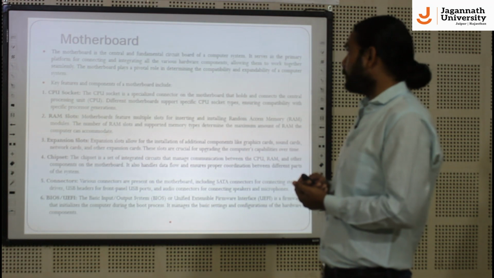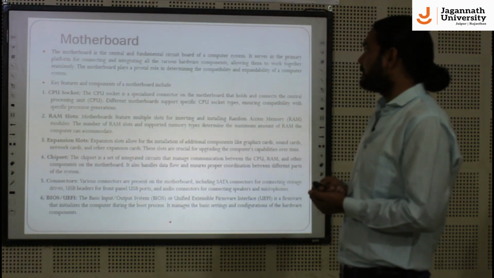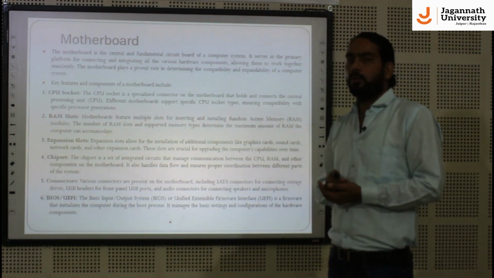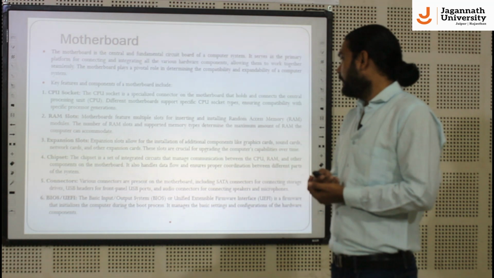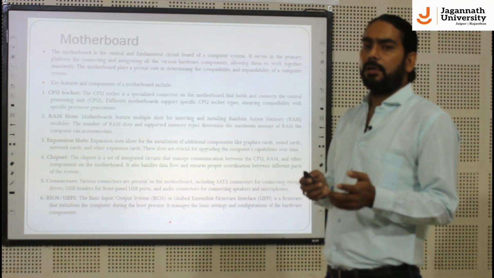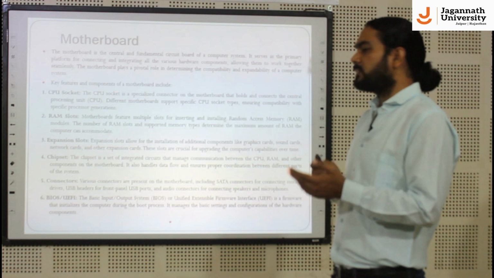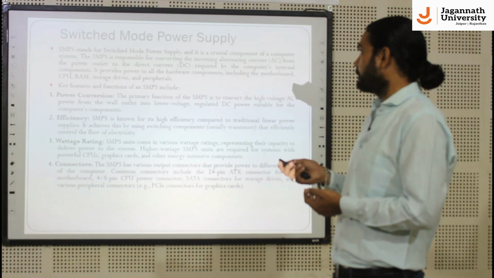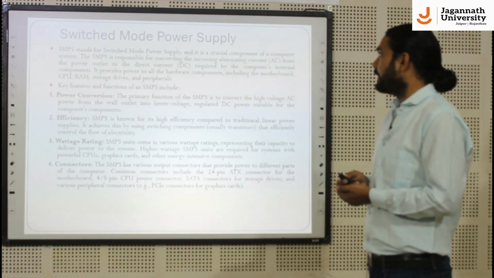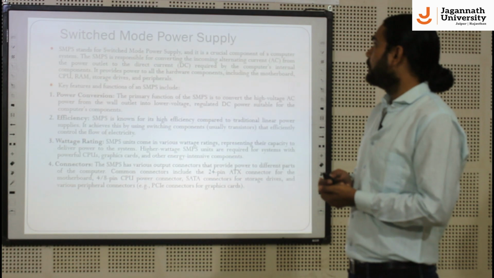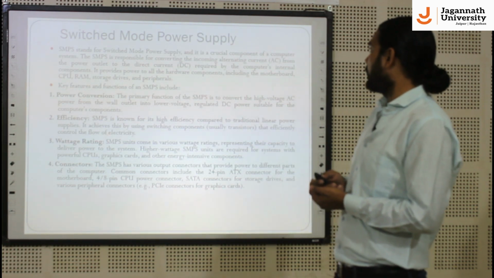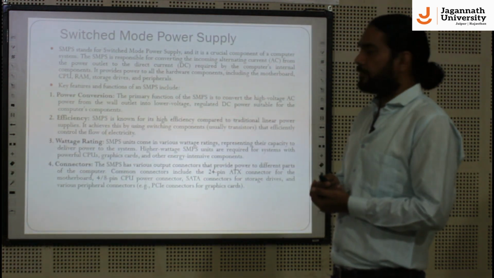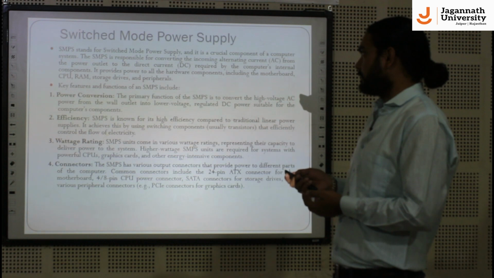When we talk about the motherboard, there are some components like CPU sockets, RAM slots, expansion slots, chipset, connectors, and BIOS. BIOS is basically the basic input output system that initializes the computer during the boot process. When we start our computers, there is a booting process, and BIOS helps in this booting process. Next is the SMPS, the switched mode power supply, required for the computer's integral components. Some of the key features are power conversion, efficiency, wattage rating, and connectors.